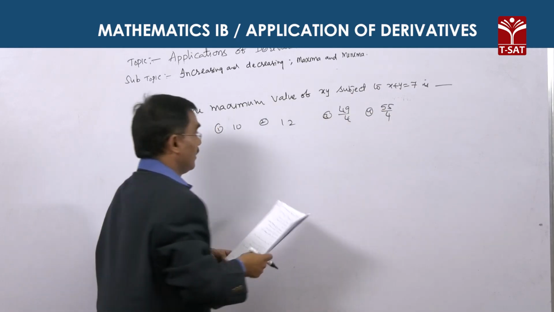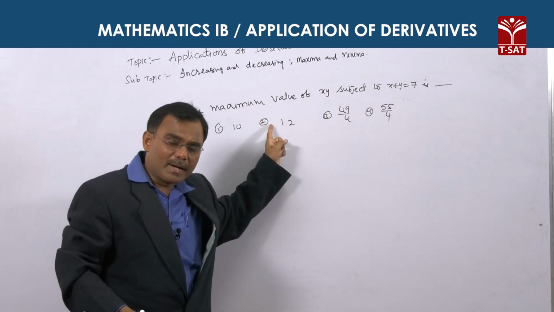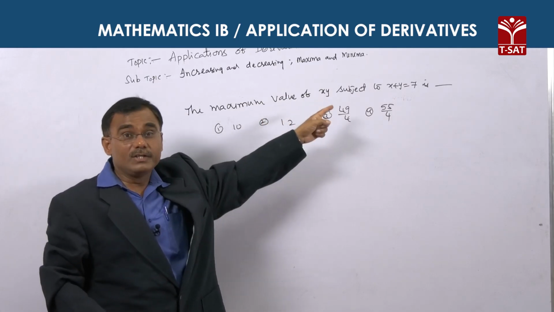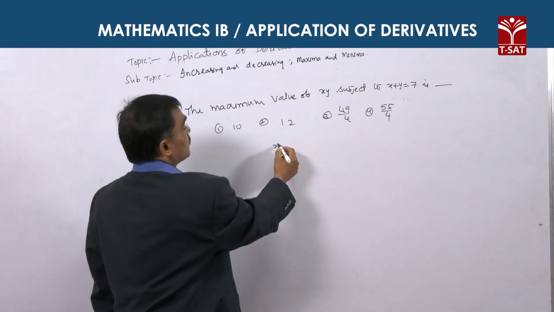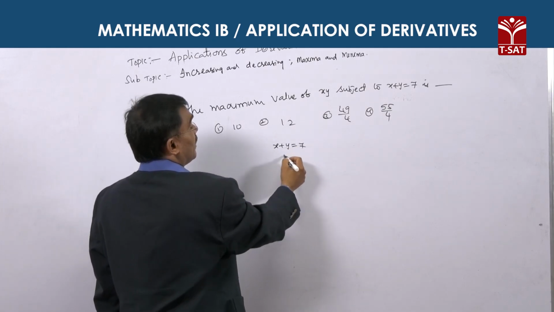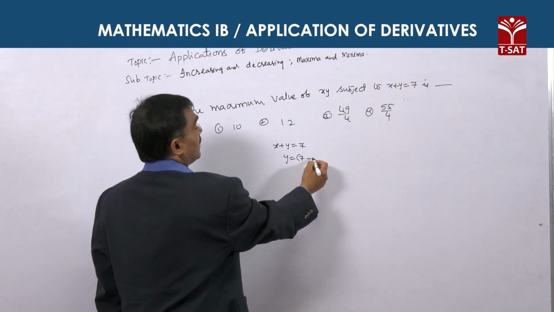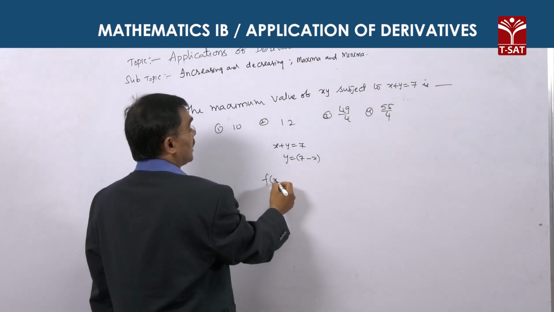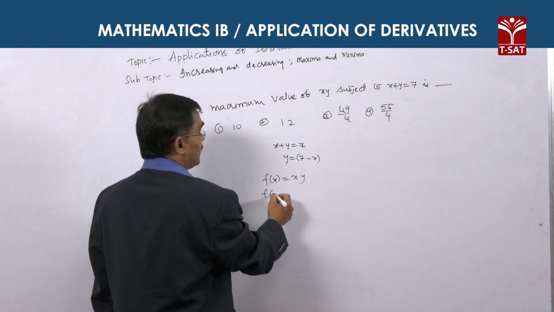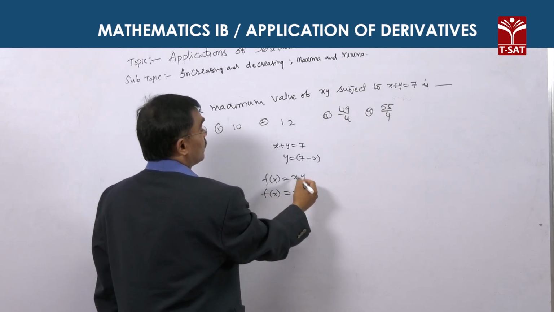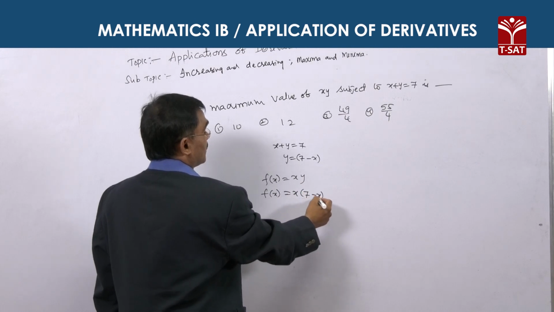Here, what is being asked? The maximum value of xy. The condition is x plus y is equal to 7. So y is 7 minus x. What is the given function? f of x equal to xy, which is x into the y value, 7 minus x.